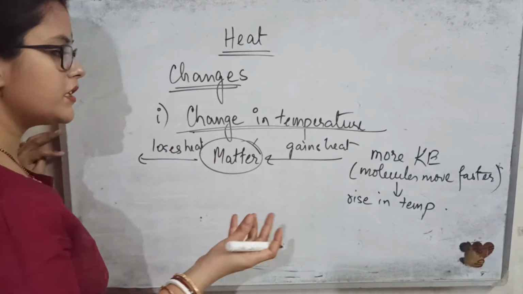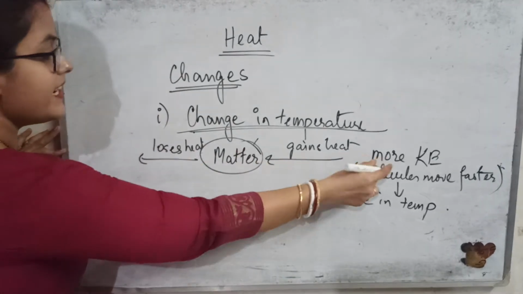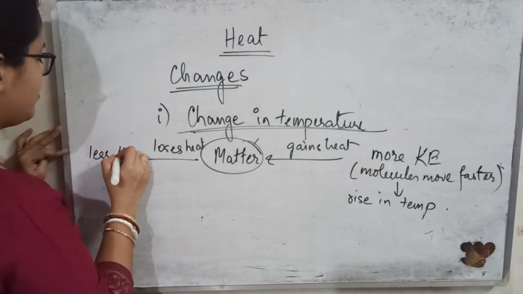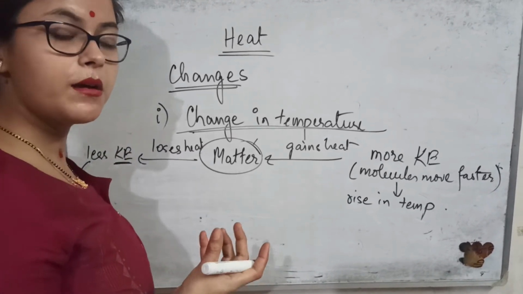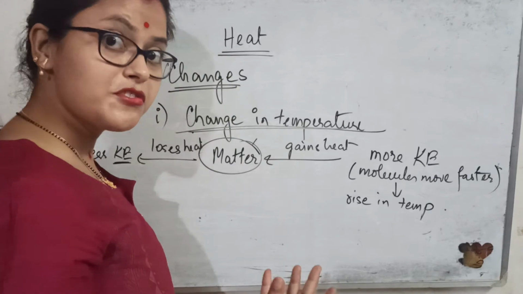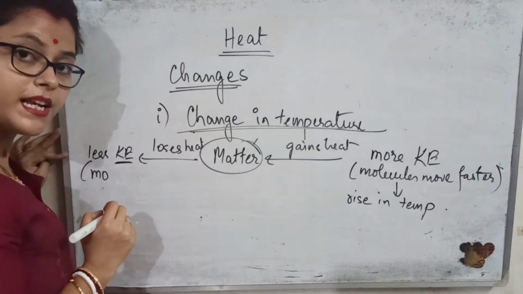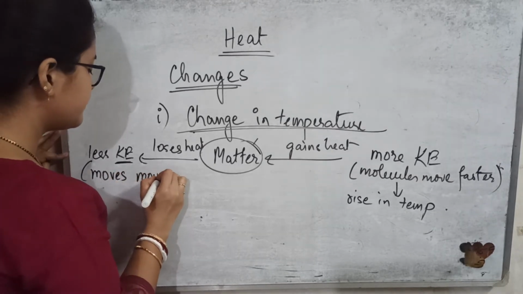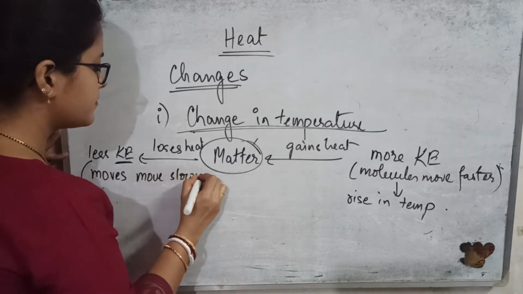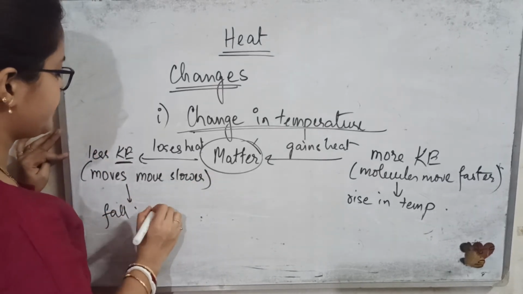Now you may ask, what if the matter loses heat? What will happen? The molecules will start moving slower. That means less kinetic energy. Why? Because we have learned that kinetic energy is the energy possessed by a body by the virtue of its motion. So if the molecules start moving slower, that means kinetic energy will be lessened. So the molecules move slower, and due to it, it will show a fall in temperature.